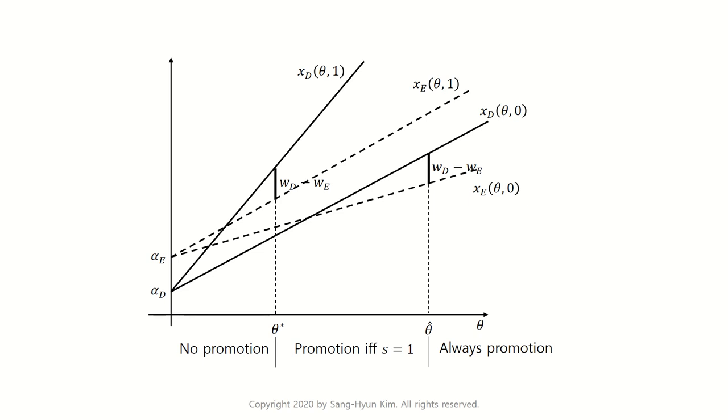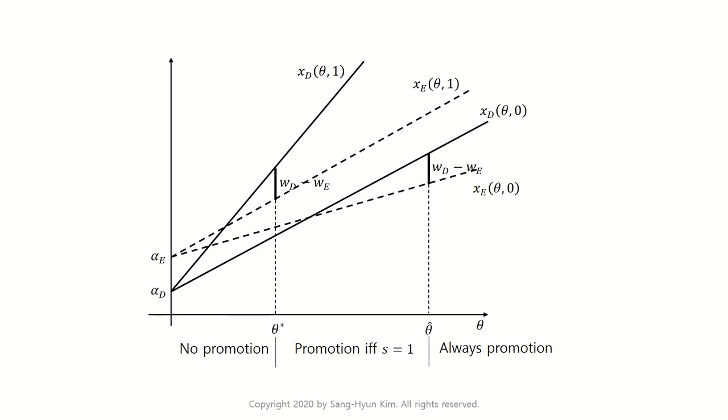So for a given wd minus we, which is determined in the previous stage, depending on the realized value of theta, so the talent is unknown at the beginning, but later theta is observed by both the agent and the principal, and then the principal decides not to promote the worker if theta is smaller than theta star. Okay, so if theta is very small, then there is no promotion.